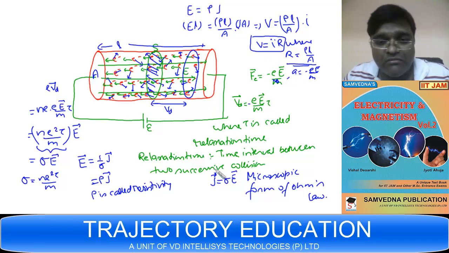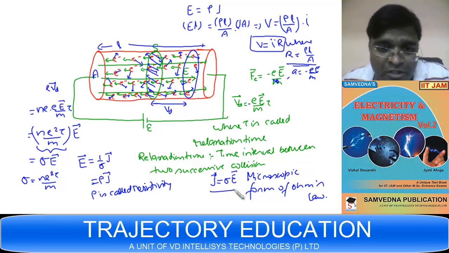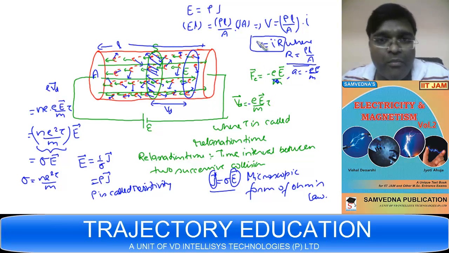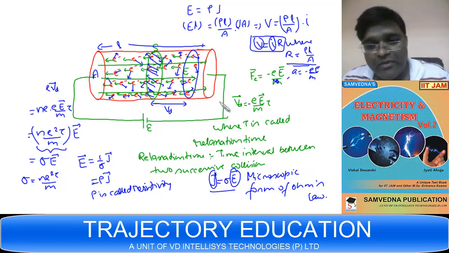V equals IR. See, these are just cause-effect relationships. E is the cause, J is the effect. Potential difference is the cause, I is the effect. Right? So these are just cause-effect relationships. I'll do one or two questions on resistance and then I'll move further.